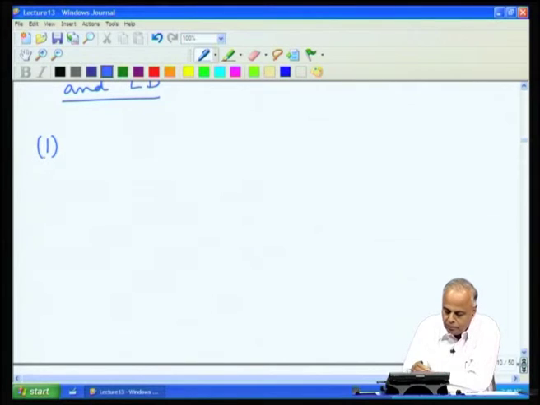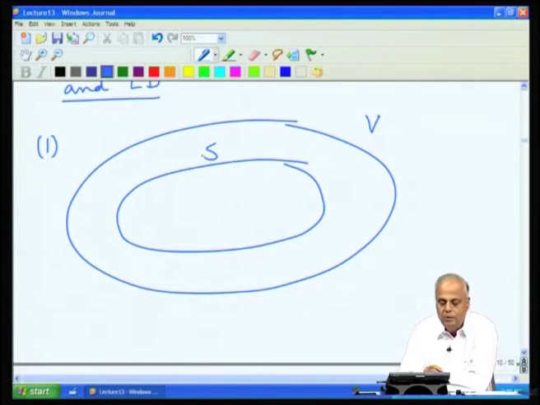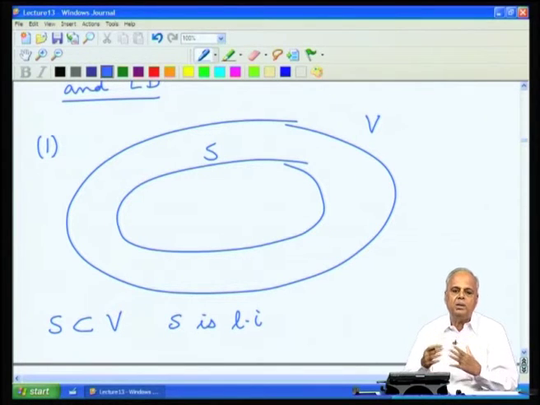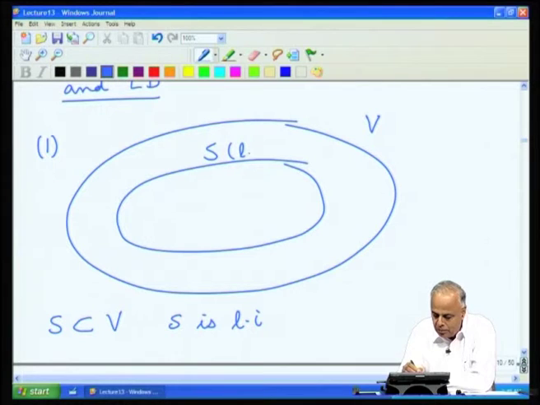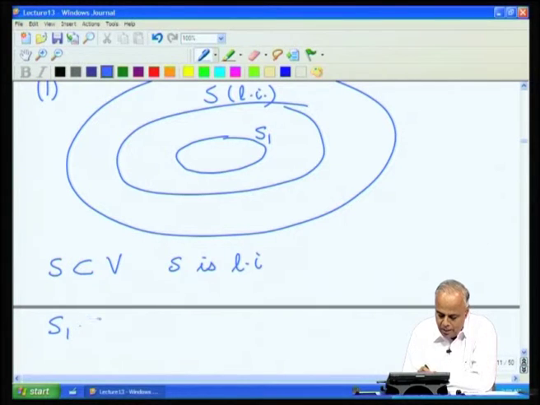The first property. We have a vector space V. Suppose we have a subset S which is linearly independent. So suppose S is contained in V and S is linearly independent. Again we repeat that in the background we always have a vector space V over F, that is our universe where all these discussions take place. So suppose I have a vector space V and a subset S which is linearly independent. Now, look at a non-empty subset of S. So we have S1 contained in S, S1 non-empty.